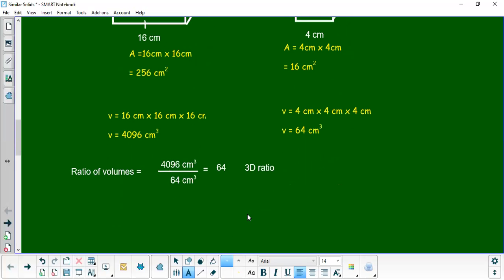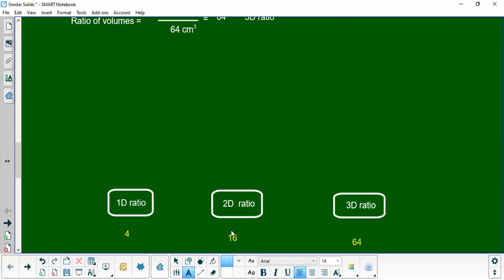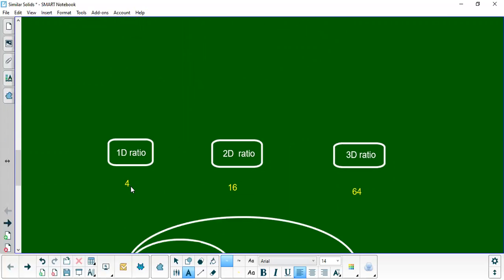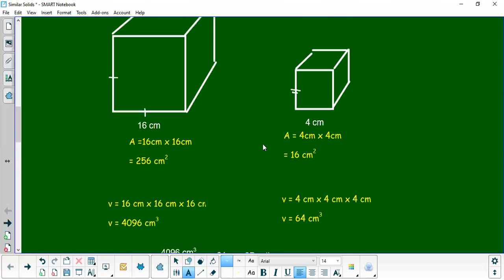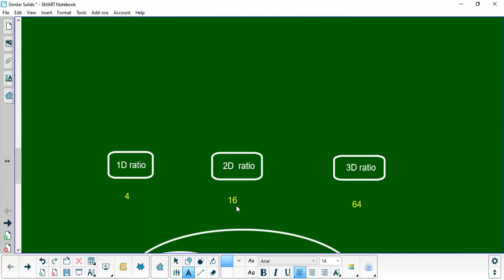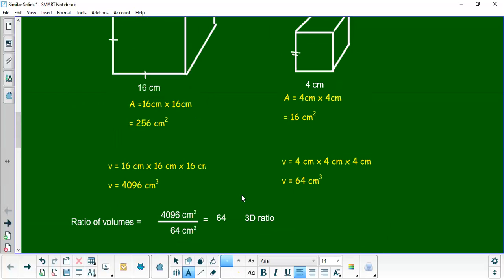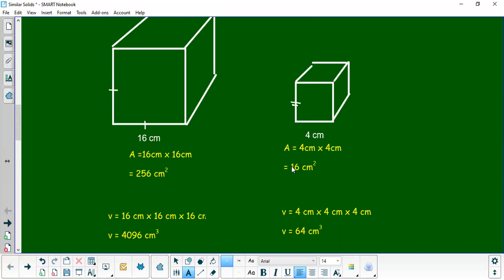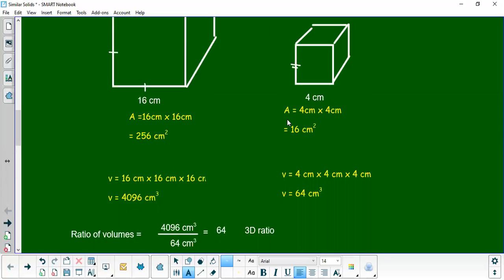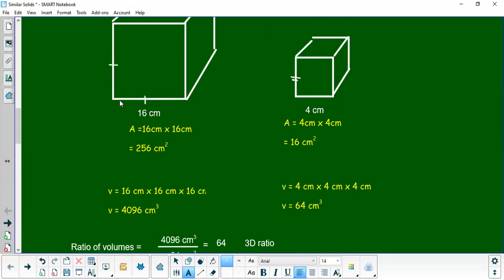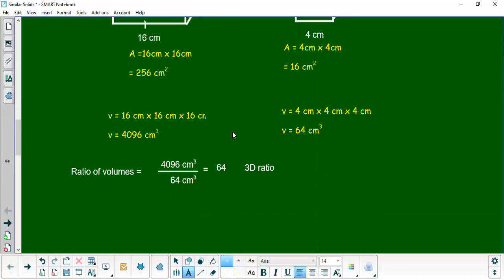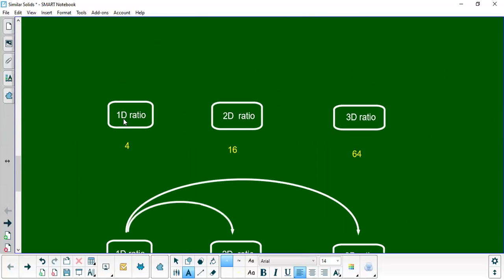And let's just review everything. These are the 3 ratios that we have. We have the 1D ratio, which was 4. So the side length was 4 times bigger. The 2D ratio was 16. If we compared the 2 areas, we have this area and this area. This is 16 times bigger. The area of this face is 16 times bigger than the area of this face. And the volume, what we just saw, is 64 times bigger. So by multiplying the side length by 4, we get 16 times bigger area and 64 times bigger volume. So here we have a summary: 1D, 2D, 3D ratio.